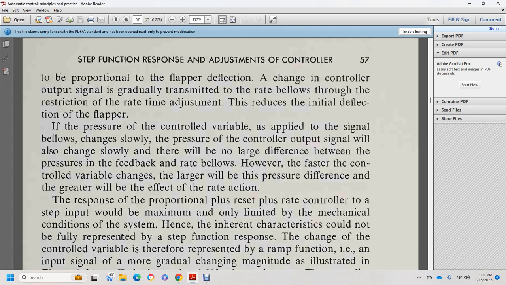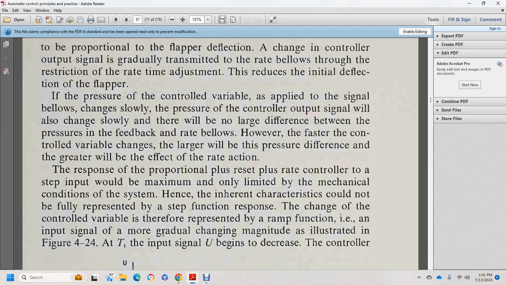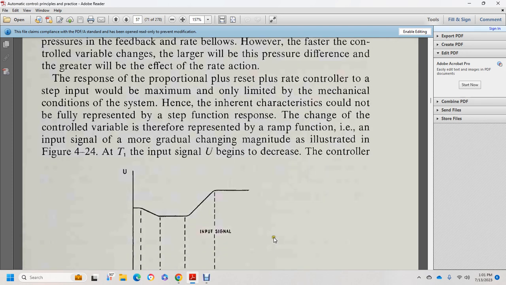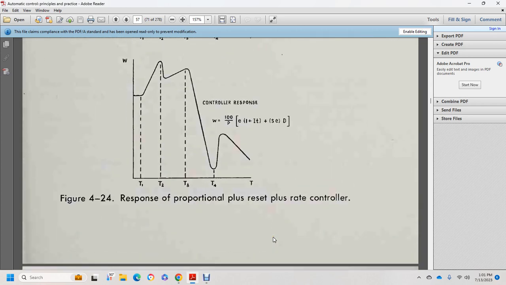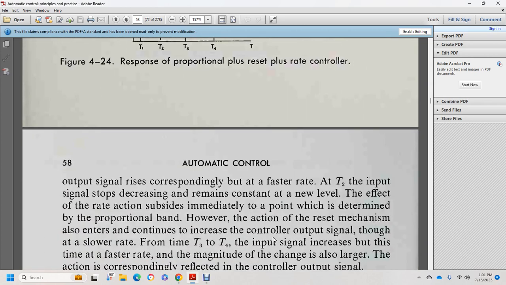The response of proportional plus rate control to the input will be maximum, limited only by the mechanical condition of the system. Hence, inherent characteristics cannot be fully represented with a step function response of the control variable, and are therefore represented by a ramp function input signal changing gradually in magnitude, illustrated in figure 4-24 at time interval 1. Beginning with the controller input signal and output signal, the rates correspond to the dead time; when the input signal stops, the signal stops, creating the concept of a new level, and the rate of action subsides immediately.